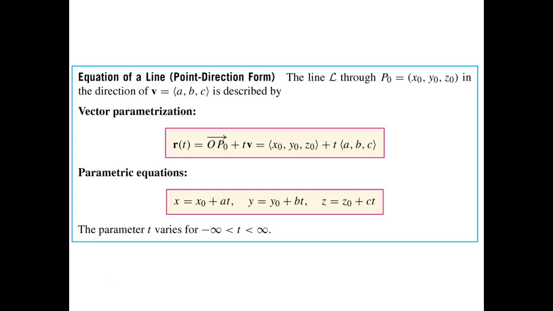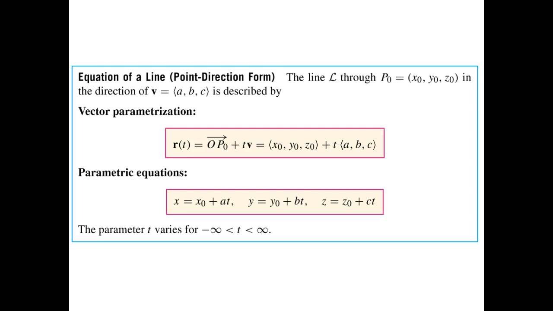Okay, so that would be the vector, the terminal point of every point on that line. The terminal point of that vector would describe any point on that line, for any value t you happen to choose.